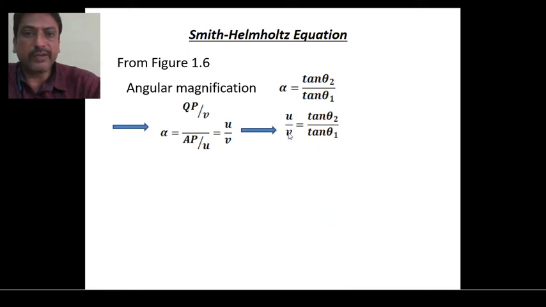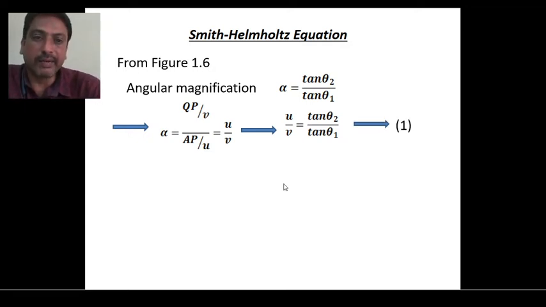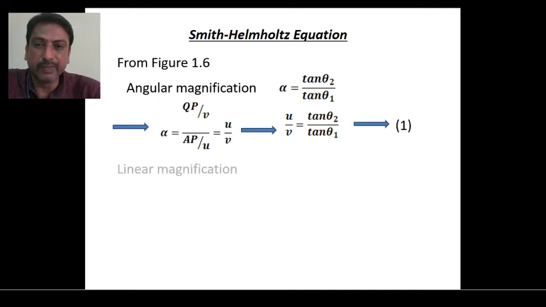This U divided by V is nothing but alpha. Alpha is equal to U divided by V, and alpha is again tan theta 2 divided by tan theta 1. So therefore I can write U by V is equal to tan theta 2 divided by tan theta 1, and I will take this as equation 1.